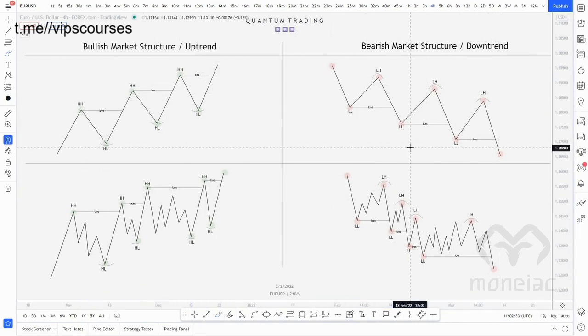So now what I'm going to do is head over to another chart just to show you what happens now if we are in some sort of range or consolidational market.